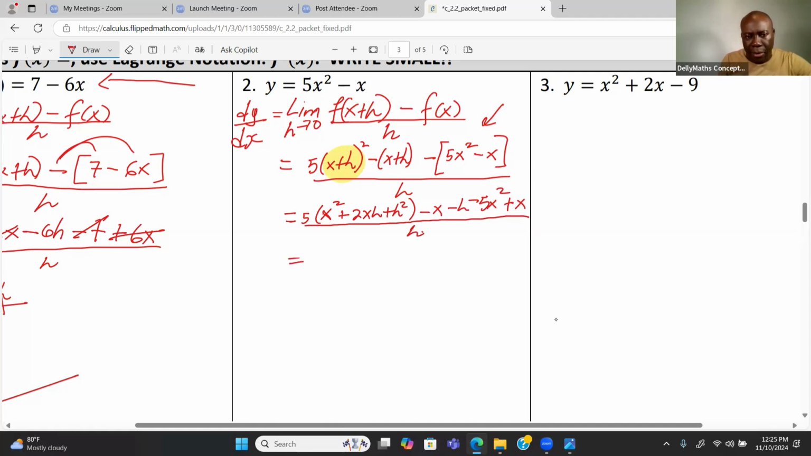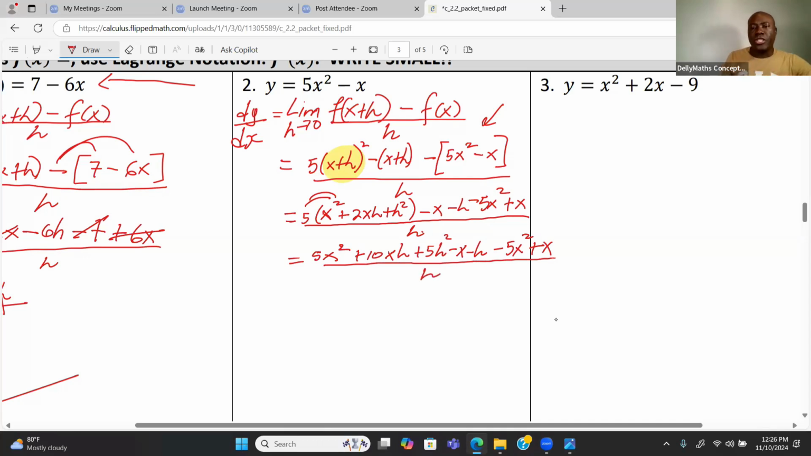I could take a second step. I'm going to distribute the 5 here. So I'm going to have positive 5x squared, and then I'm going to have 10xh plus 5h squared minus x minus h, and then minus 5x squared plus x. All of this is actually over h.